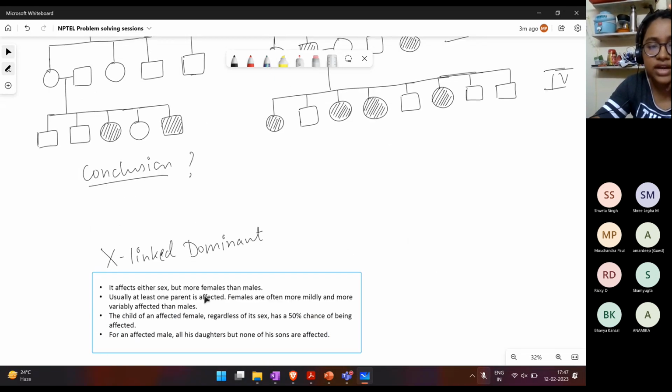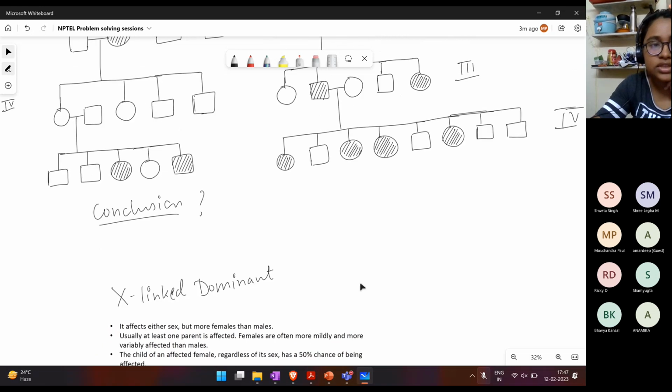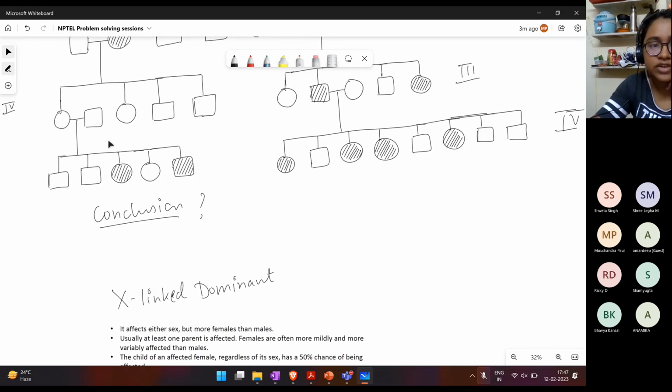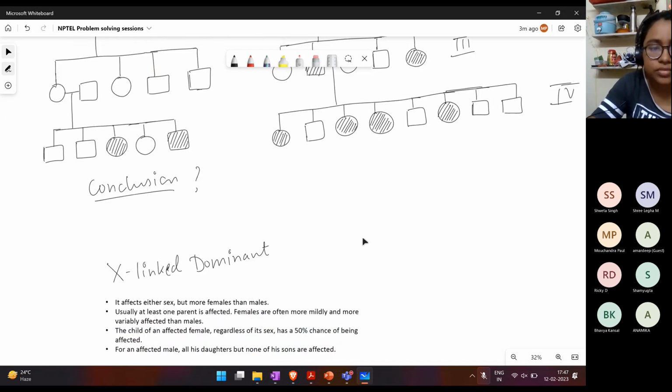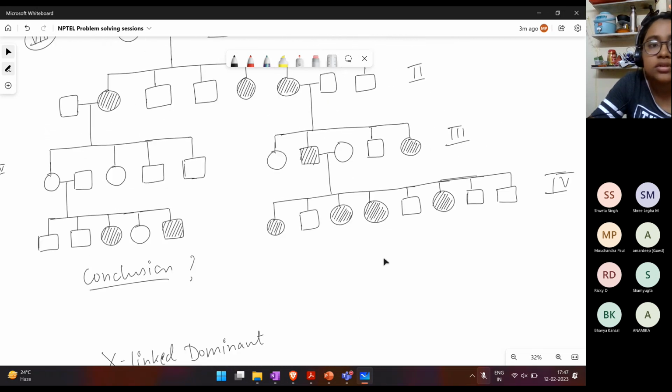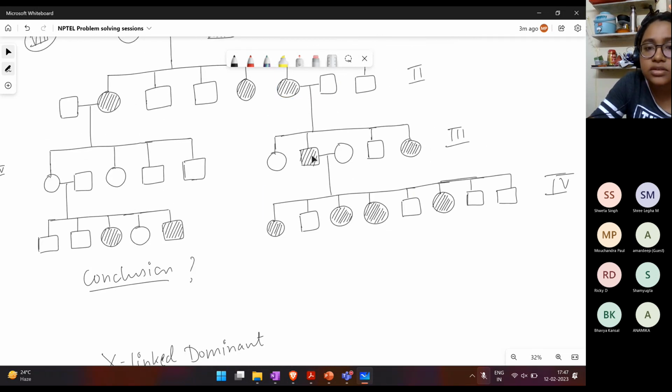Now, usually at least one parent is affected. In this case, neither of the parents were affected, right? So here maybe X inactivation was happening, because of which the mother was the carrier, but she was not showing the phenotype. The child of an affected female, regardless of sex, has 50% chance of being affected. This is true for this family. The mother was affected, and almost 50% of the children were affected.